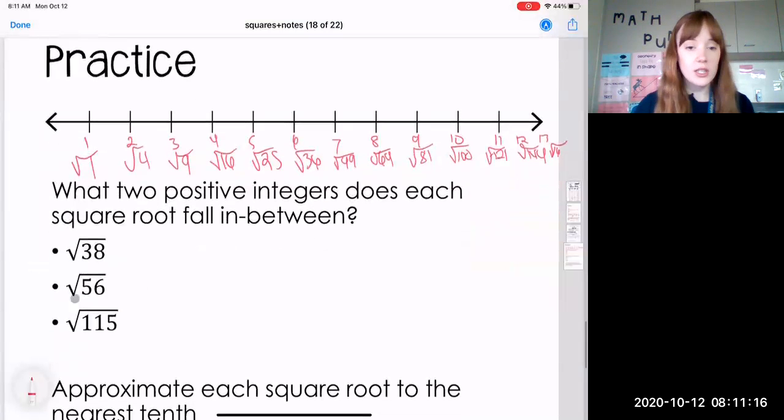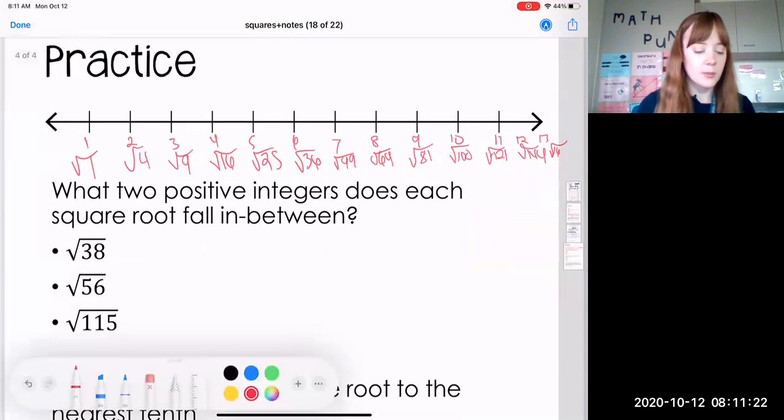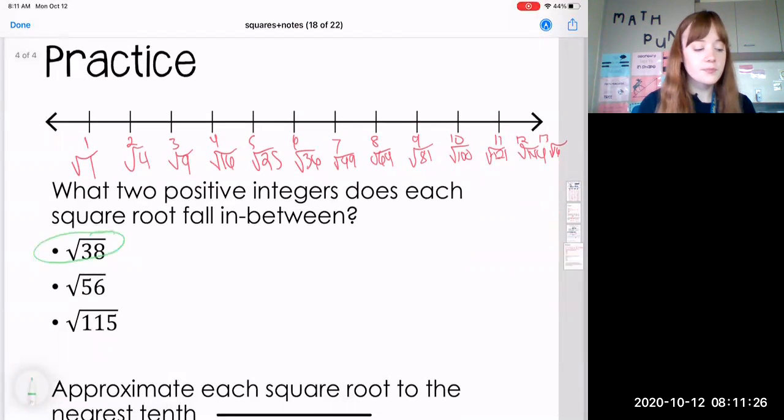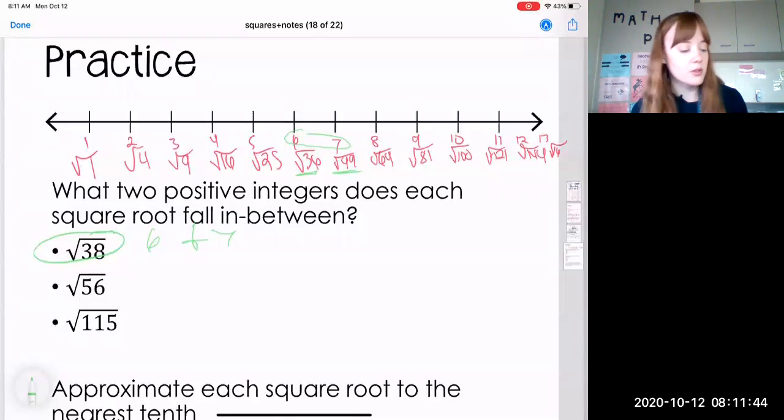So these first three examples, we're just finding the numbers they fall in between. We don't have to figure out a decimal. We just need to pick which numbers it goes. So we'll work on this one in green. The square root of 38 falls somewhere between the square root of 36 and the square root of 49. So the two positive integers it falls in between are 6 and 7. It's a little bit closer to 6, but it falls in between those two numbers.